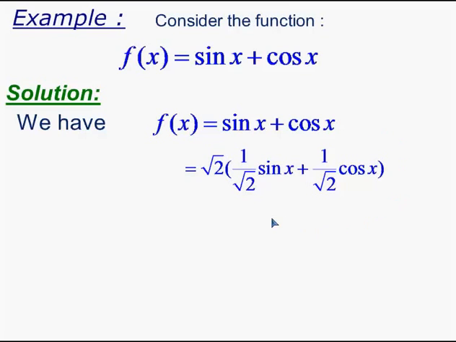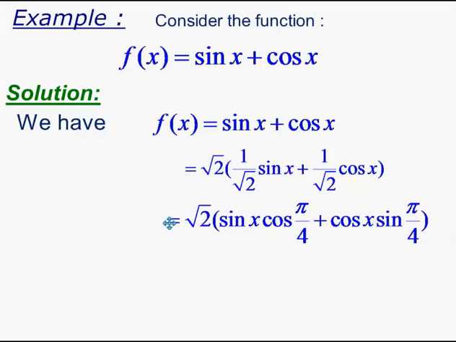We know that 1 upon root 2 is sin pi by 4 and cos pi by 4 as well. Therefore, we will replace this 1 upon root 2 by cos pi by 4 and this 1 upon root 2 by sin pi by 4. So, we will get f of x is equal to root 2 times sin x cos pi by 4, because as I said 1 by root 2 is this cos pi by 4 and this 1 upon root 2 is sin pi by 4 and this cos x is here. This is sin x cos pi by 4 plus cos x sin pi by 4.